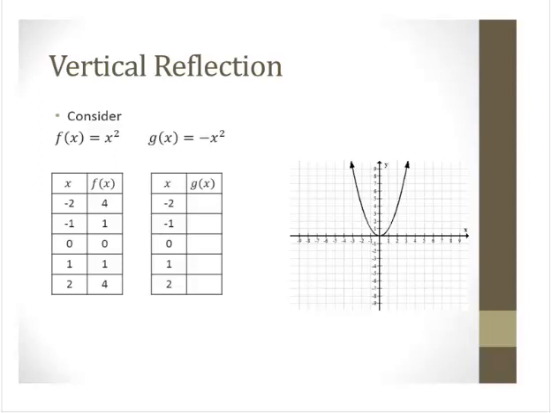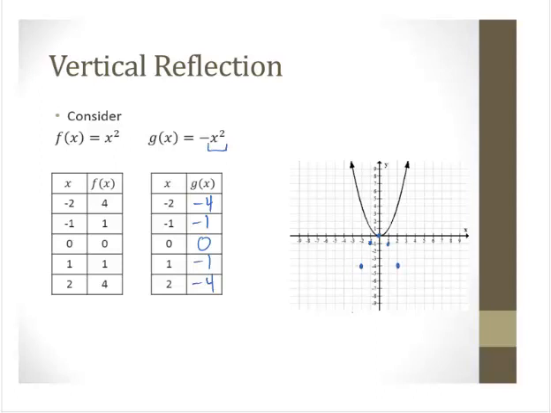Vertical reflection. All right, so if we consider f of x equals x squared again, now we want g of x to be the opposite of x squared. Remembering the order of operations, the x squared comes first, and then all we would do is change the sign. Well, we know what the x squared is, so now let's just change the sign. And let's plot those new points: (-2, -4), (-1, -1), (0, 0), (1, -1), and (2, -4).